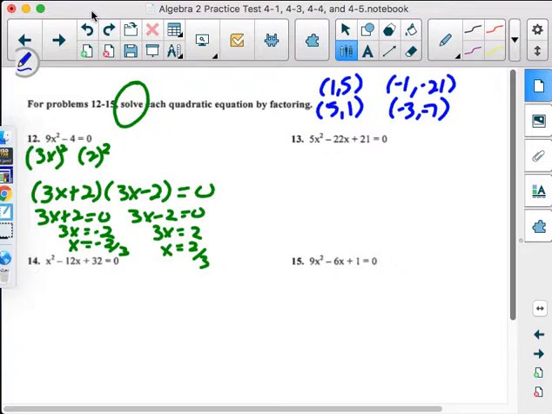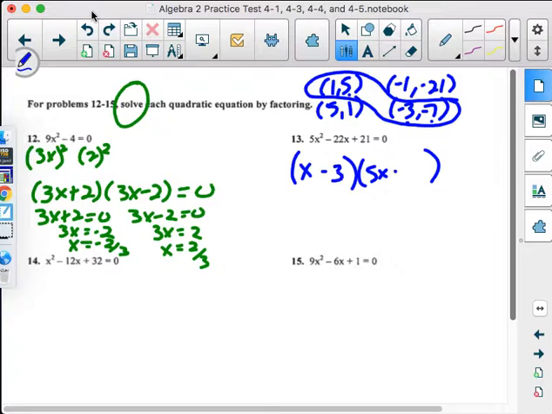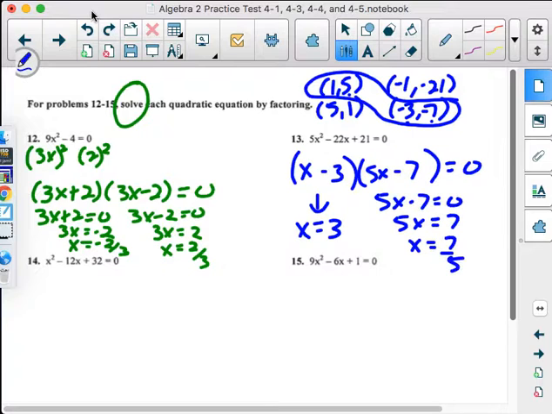So for negative 22, let's see, 15 and 7 would do it. Outside times outside is negative 7. Inside times inside is negative 15. And then it's first, first, last and last, and find your zeros. So for this one, x equals 3. For this one, you probably want to write it out, add the 7, and divide, and get x equals 7/5.